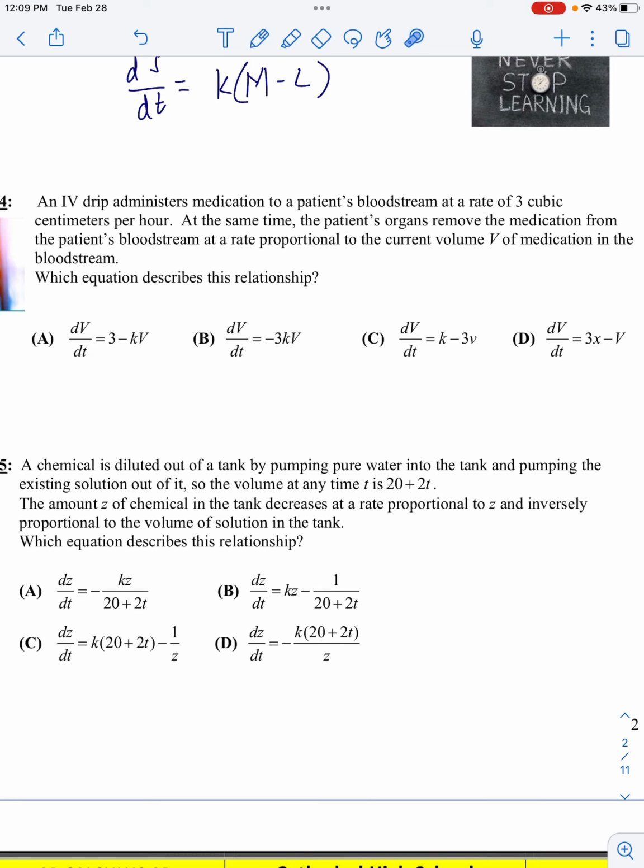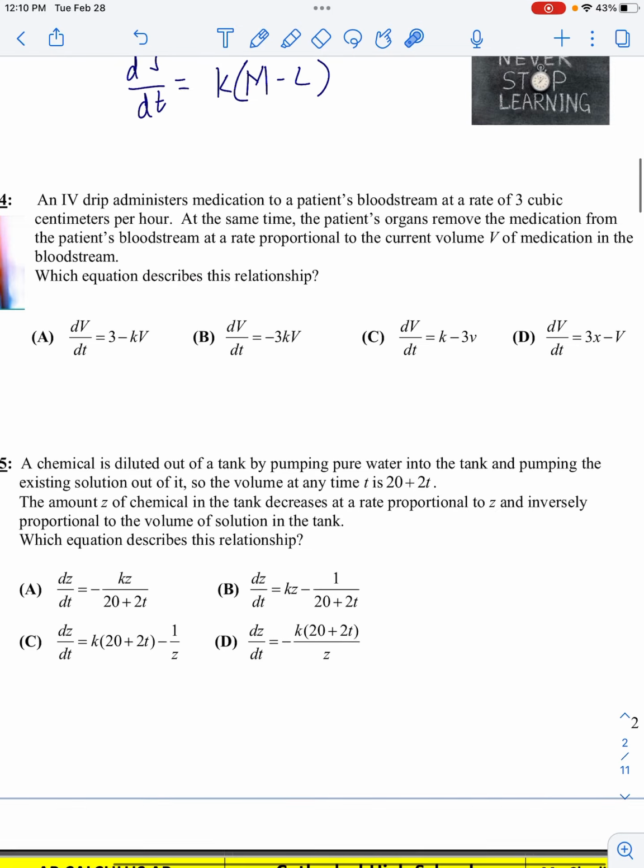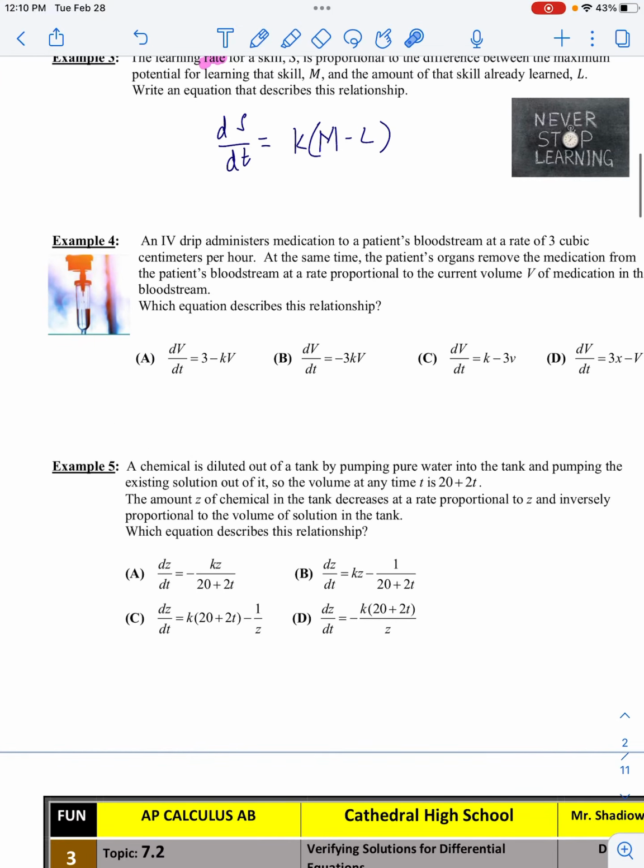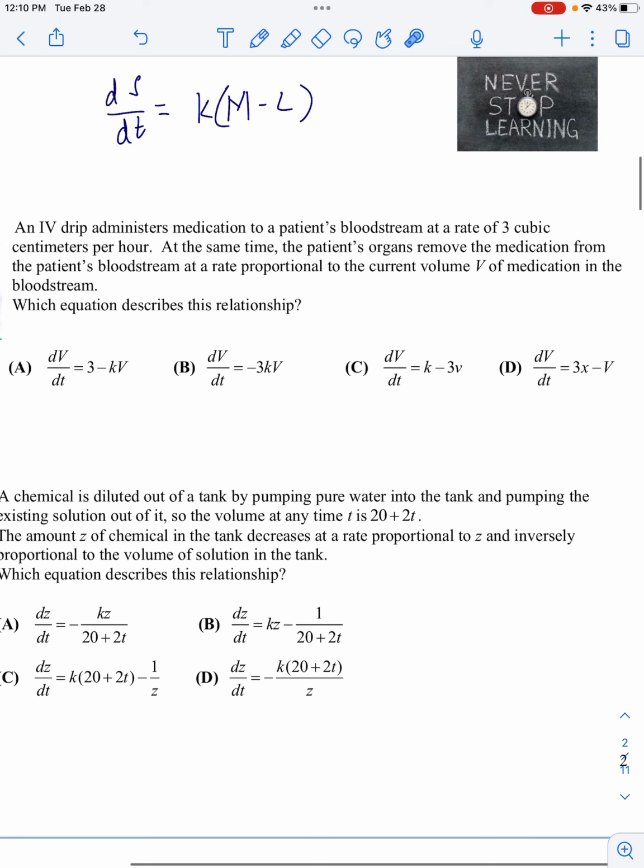So the IV drip is giving us 3 cubic centimeters per hour. At the same time, the patient's organs are removing the meds from the patient's bloodstream at a rate proportional to the current volume of medication in the bloodstream. Which equation describes this relationship? All right, this one's a little more in-depth. Okay, so let's think about this.